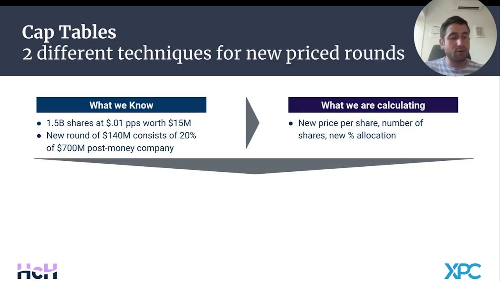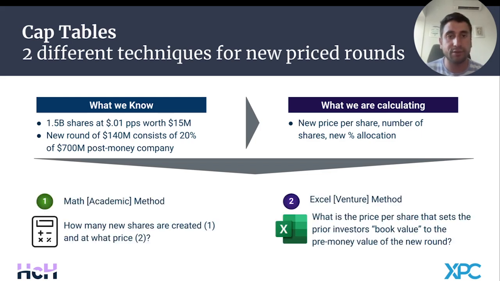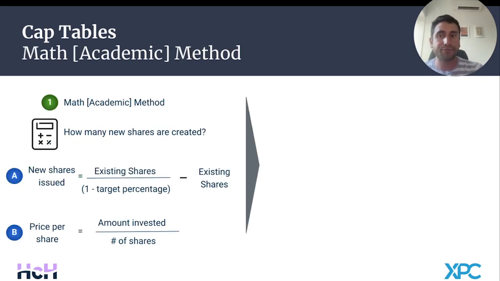So here's what we know. We know the 1.5 billion shares at 0.01 price per share, new round. What we're calculating is a new price per share, number of shares, and new percent allocation. So there's really 2 ways of doing this. There's a math academic method, and there's Excel and venture method. You should be comfortable with both and be able to toggle on and off from both. But they are separate, so we can go over them.